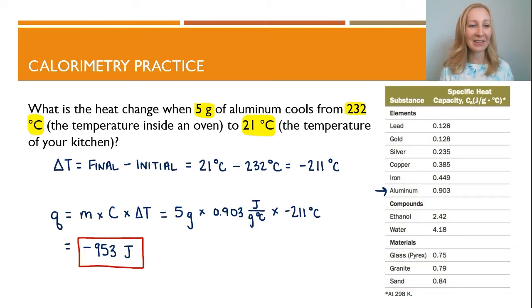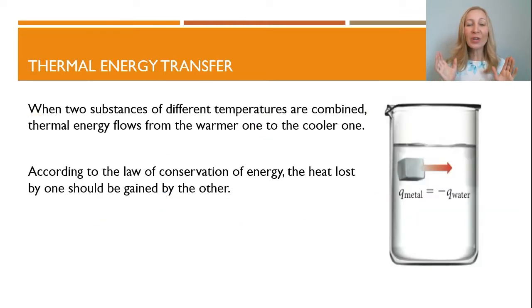More on this on the next slide. Here we go. So when two substances of different temperatures are combined, like the pan in the kitchen or this piece of metal in the water, the thermal energy flows from the warmer one to the cooler one. And according to the law of conservation of energy, the heat lost by one is equal to the heat gained by another. So we can set up an equation here.